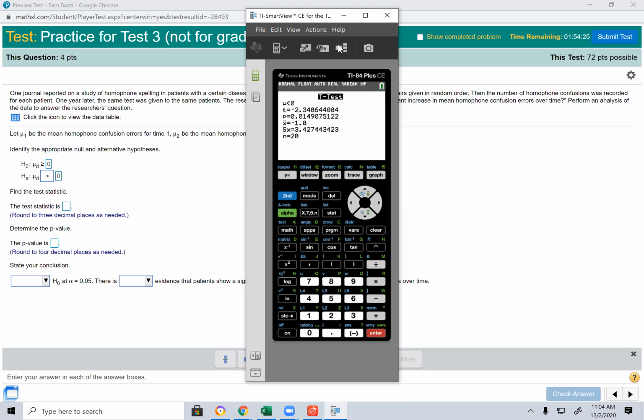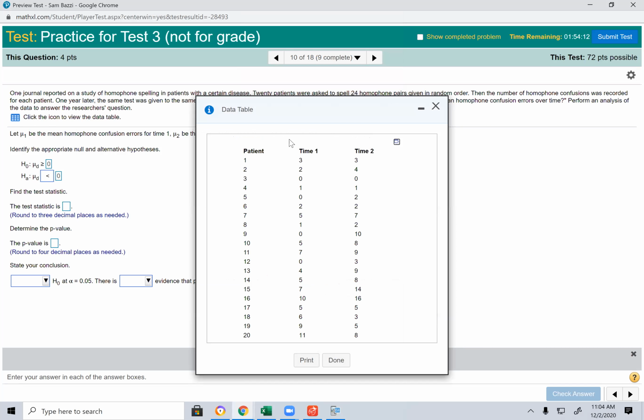All right, so I'm gonna repeat this because that was not recorded properly. We put the difference data of time 1 and time 2 in L1, and we have to decide whether we need this difference to be greater than 0, less than 0, or different from 0.